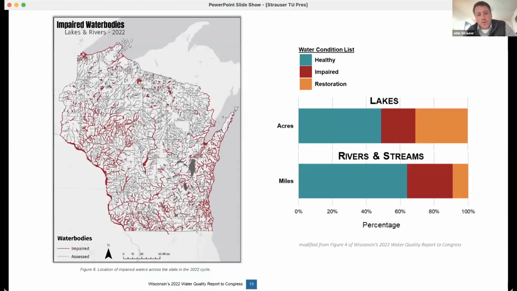One more bad news thing when we think about our water bodies: this is Wisconsin 2022, the water quality report that was sent to Congress. As you can see, we have quite a bit of impaired waterways in the state of Wisconsin. On our Grassland 2.0 project, we work in multiple different regions across the state of Wisconsin, working with communities to try to improve our water quality.